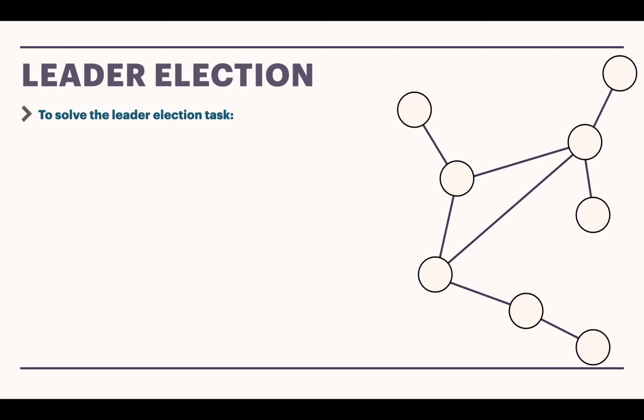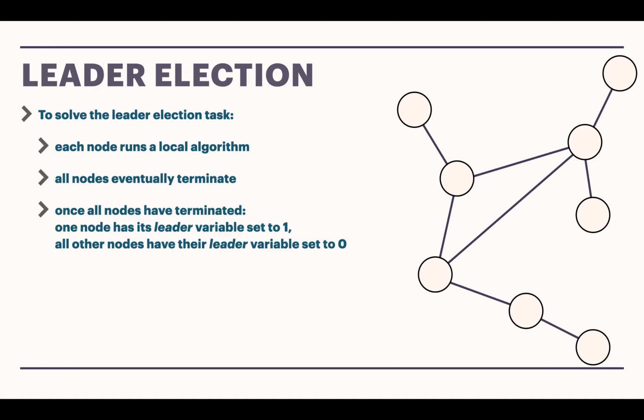The task we're interested in solving is leader election. To solve this task, each node is going to run a local algorithm. Eventually, each node is going to terminate its local algorithm, and upon termination, we require that exactly one node has its leader variable set to 1, and then all the other nodes set their leader variable to 0.